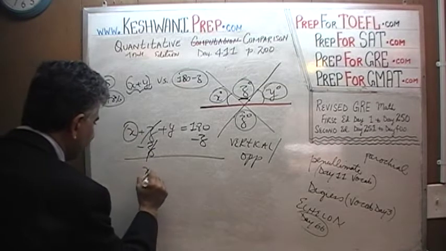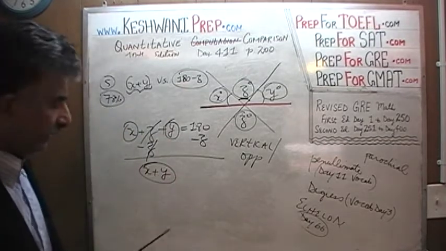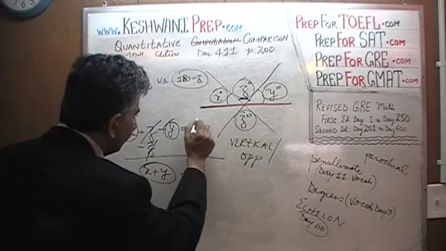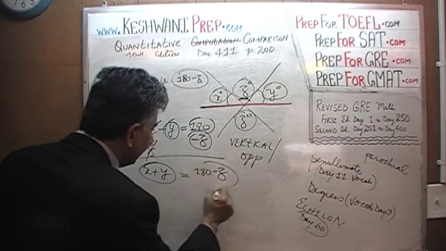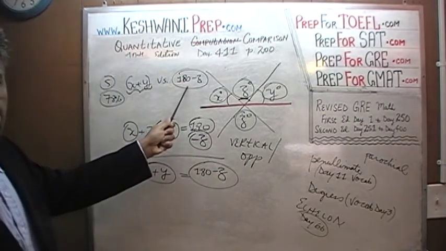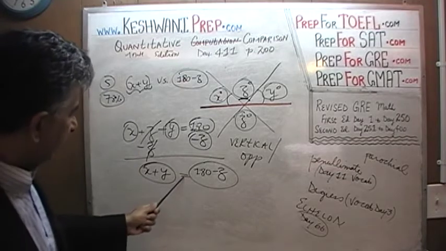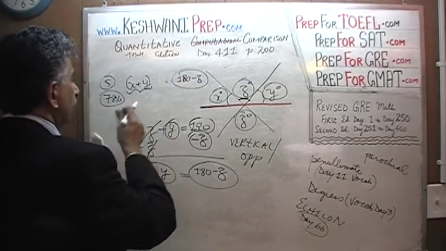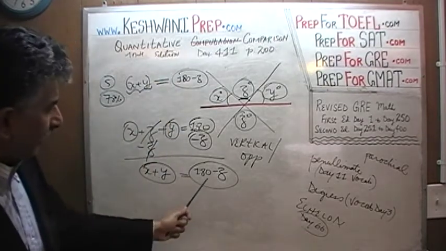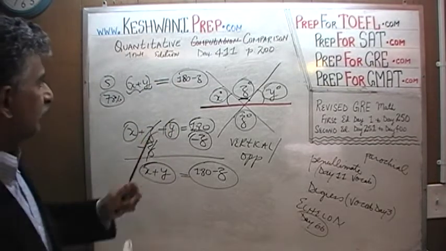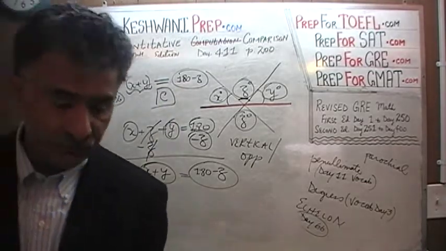We are left with x plus y equals this quantity, 180 minus z, which is exactly what we have here. We just found out that x plus y equals 180 minus z. Well, if they're equal to each other, the answer is C. The answer to this problem is C.